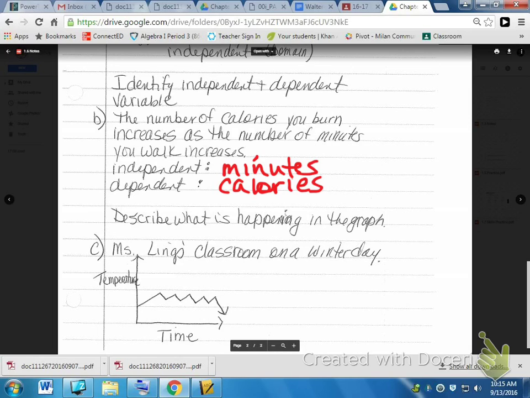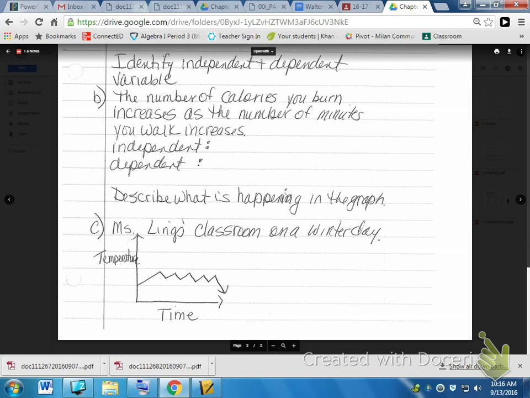Okay, last but not least, we are going to look at a graph and see if we can describe what is happening. So let's look at this. When you read a graph, you always read it from left to right. And this one says Ms. Ling's classroom on a winter day.